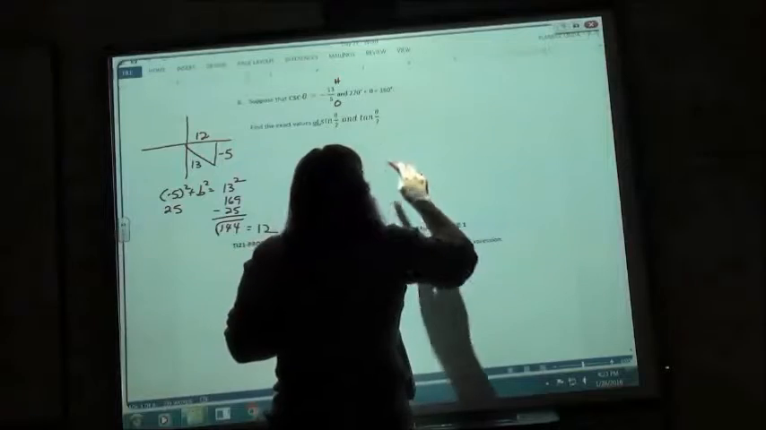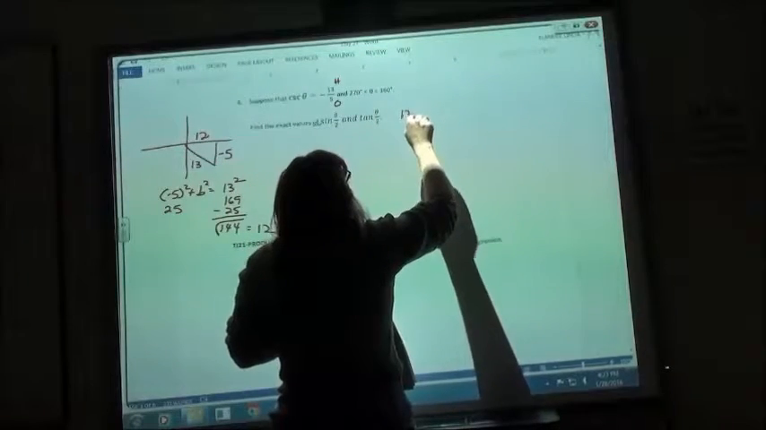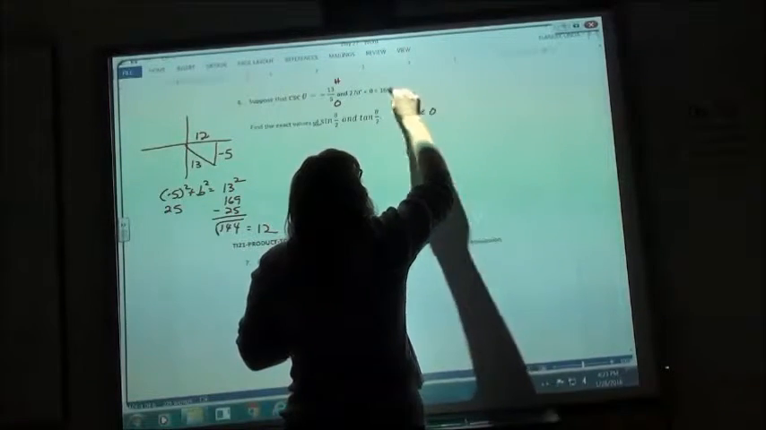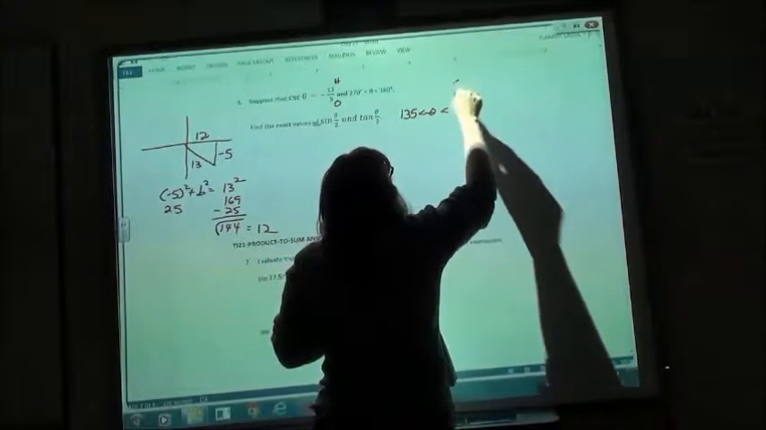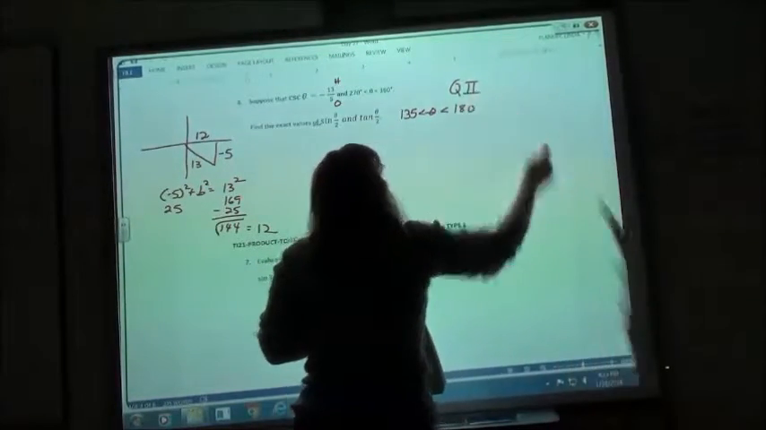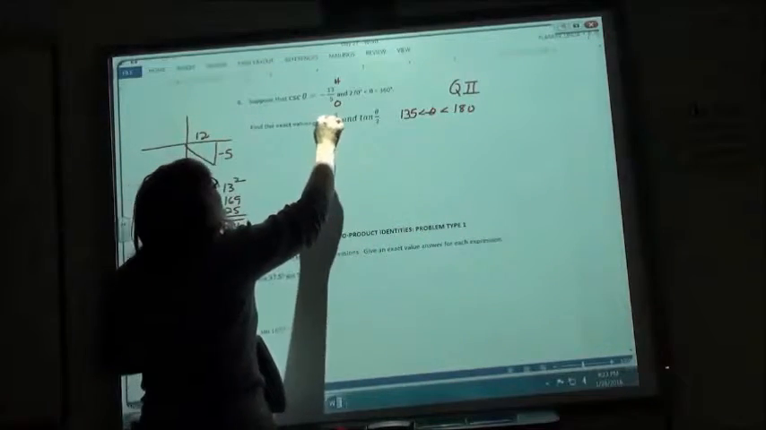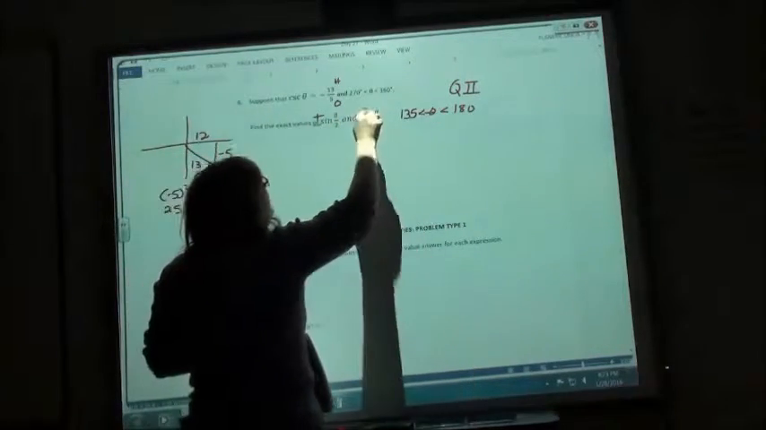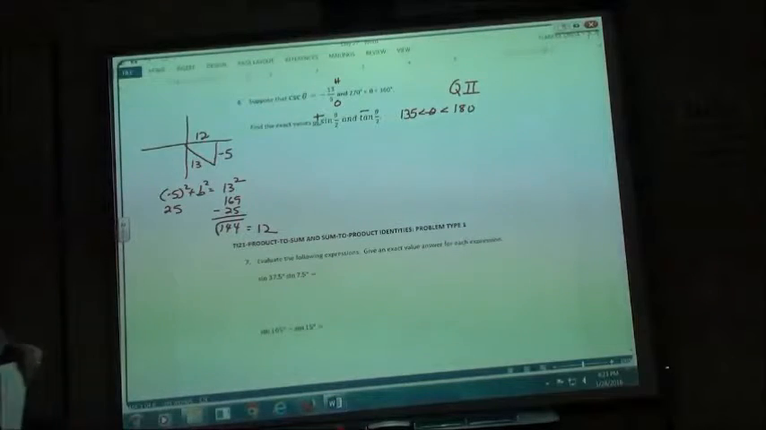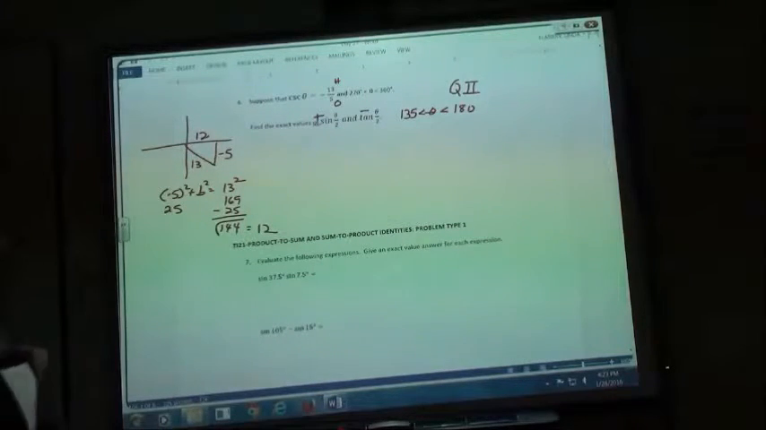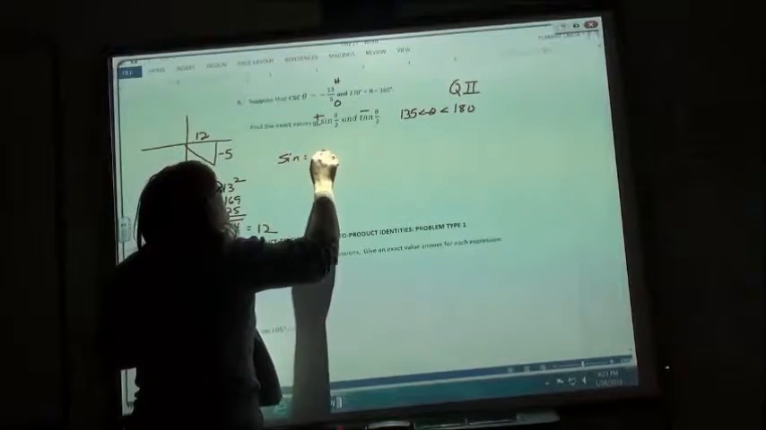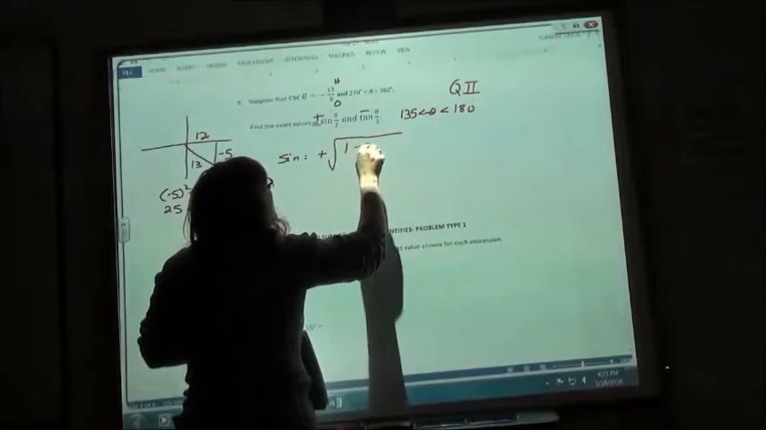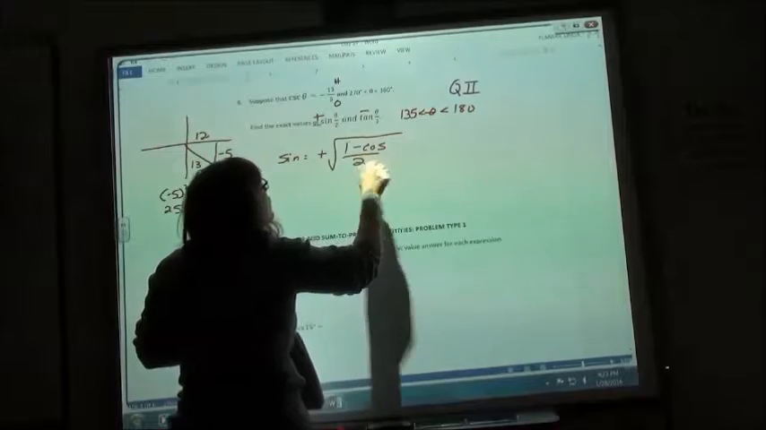Here I'm doing my half angle, so half of 270 would be 135, is less than theta, which is less than half of 360, which is 180, puts me in quadrant 2. In quadrant 2, my sine is going to end up being positive. My tangent, although I don't have to worry about, is going to end up being negative. So on my sine, I am using plus the square root of 1 minus the cosine over 2.